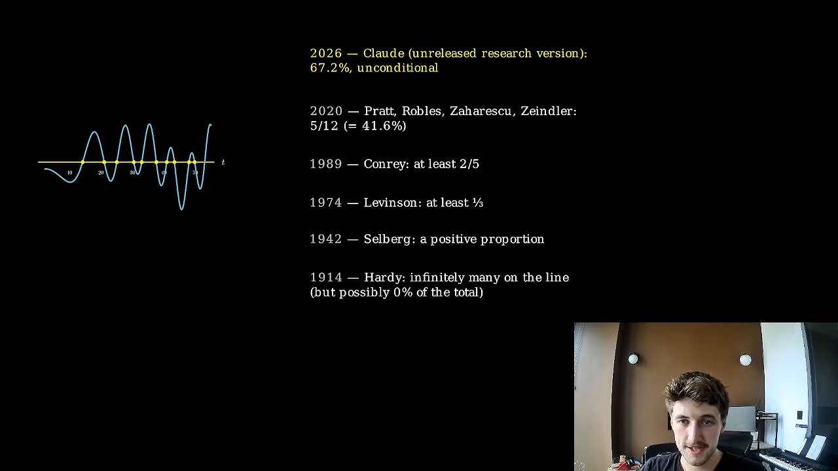And then in 2026, the most recent announcement, Anthropic announced that Claude has found 67.2% of the zeros must lie on this line. So there is some interesting maths that goes into this, but it's quite complicated, so we'll save this for a future video around how Claude actually figured this out. But this is more explaining what was figured out and why it is important.